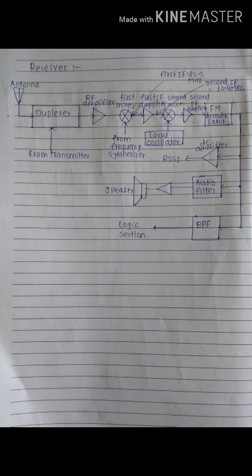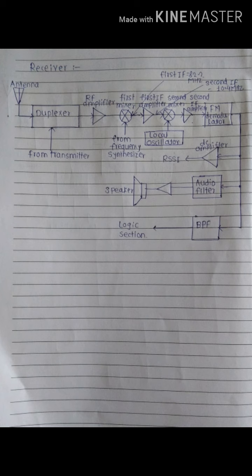The output of the first mixer is given to the first IF amplifier, which amplifies the signal. It also selects the standard signal from the different frequency components, and its output is fed to the second mixer.